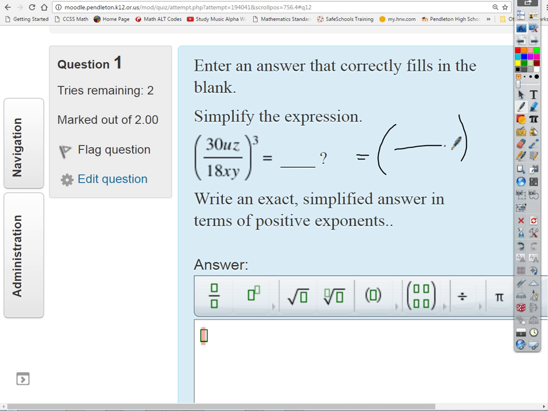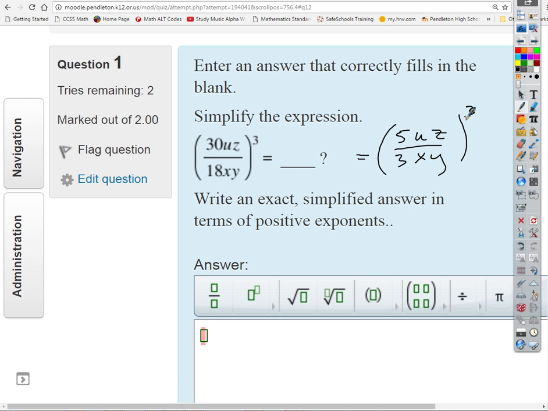Yeah, so I can reduce the fraction for one thing. 30 over 18. What's the greatest common factor of 30 and 18? 6. Good. 6 goes into 18 three times, into 30, 5. And 5/3 won't reduce anymore. And then there's nothing else here. None of these other variables are in common, so I can't do anything inside the parentheses to simplify any further.